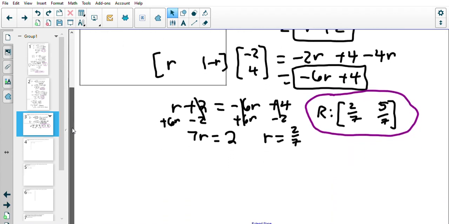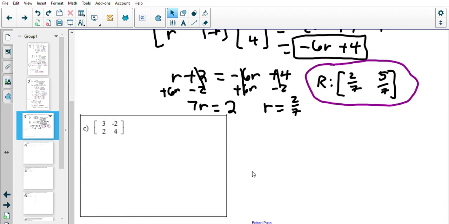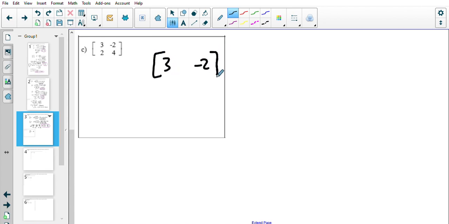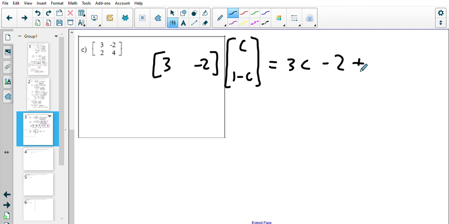Okay, so now we need to discuss the column player. So I'll bring this down, make some more room. We're going to compare the two row choices, starting with the first row, against an arbitrary column strategy of C and 1 minus C, and find what value for C makes this the optimal strategy. So we've got 3 times C is 3C, and then -2 times 1 minus C gives us -2 and positive 2C. So that'll give us 5C minus 2.